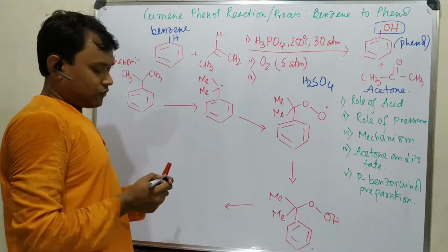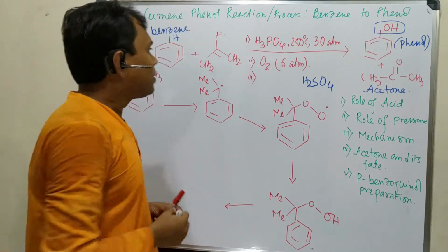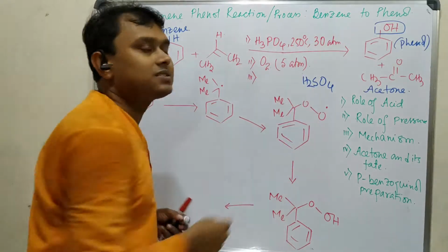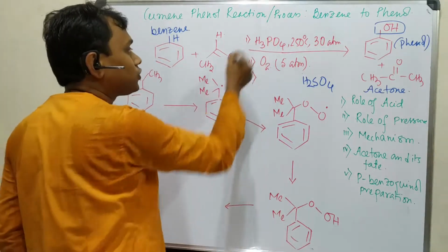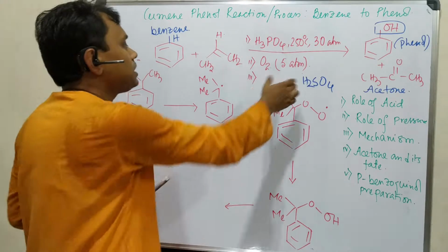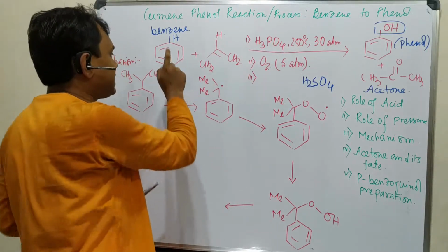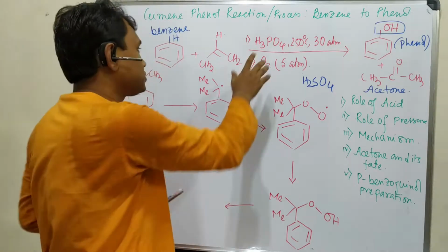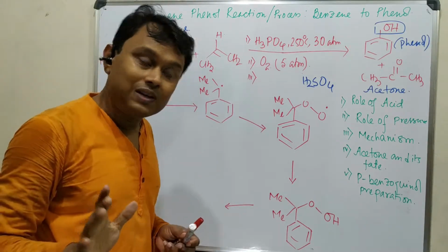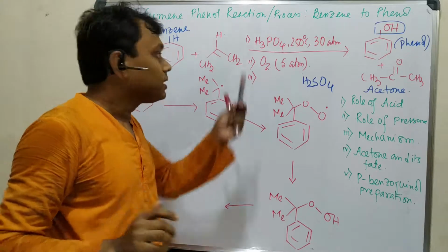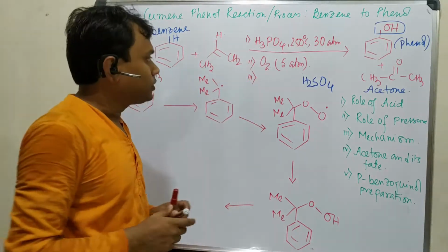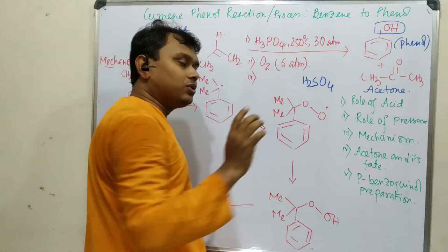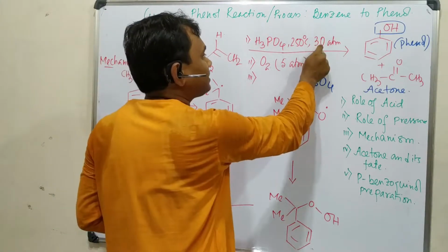Okay, so first let's discuss the acid. Why phosphoric acid here and sulfuric acid there? Why is phosphoric acid here? Because if we use sulfuric acid at the first stage, there is a chance of unexpected sulfonation. But in the case of phosphoric acid, no sulfonation occurs. That is the reason for using phosphoric acid. So first point over. Second, a temperature of 250 degrees centigrade is needed and 30 atmospheres.